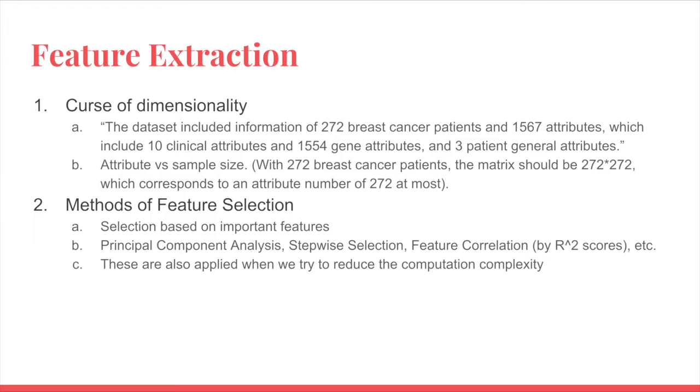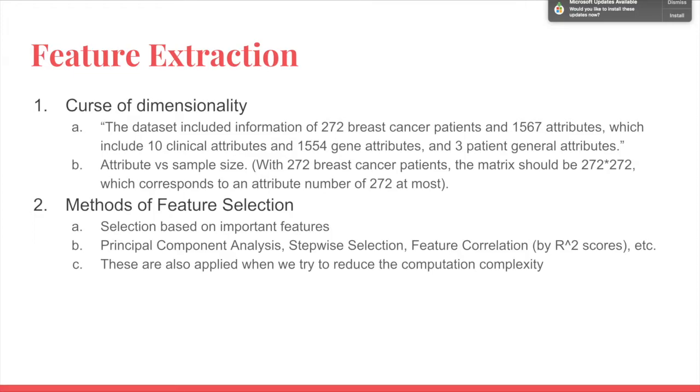These methods are usually just different ways to rank how helpful each feature can be for us to train our model. According to their ranking, we can select the top however many features for the training. For example, there are PCA, principal component analysis, stepwise selection, feature correlation, and so on. The simplest, which everyone knows, is the R squared score. It shows how strong the correlation is between the feature and the result that we're going to predict, how strong the relationship is.